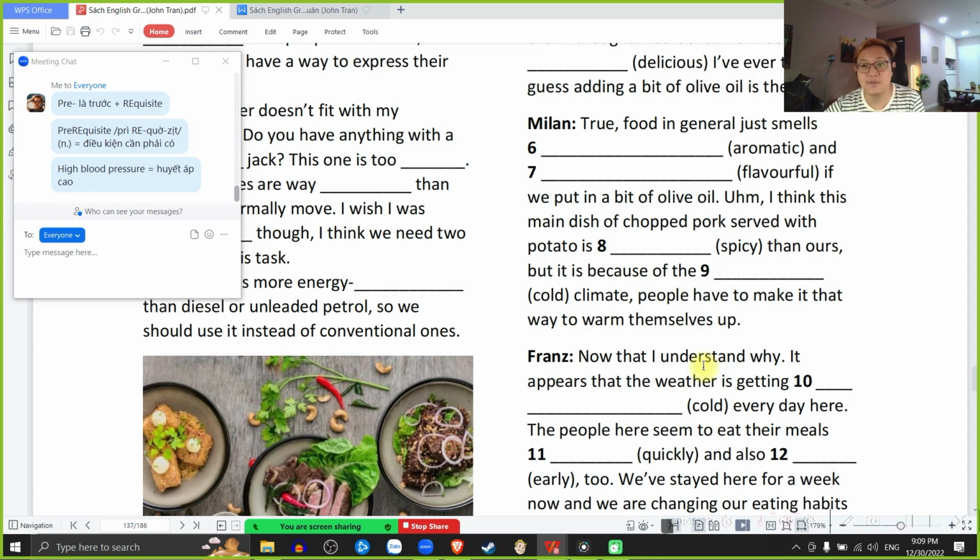of chopped pork served with potato is spicier than ours, but it is because of the colder climate.